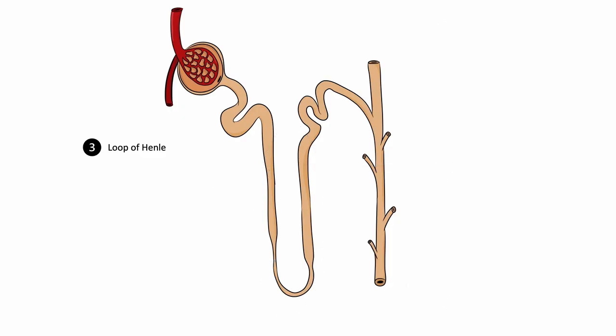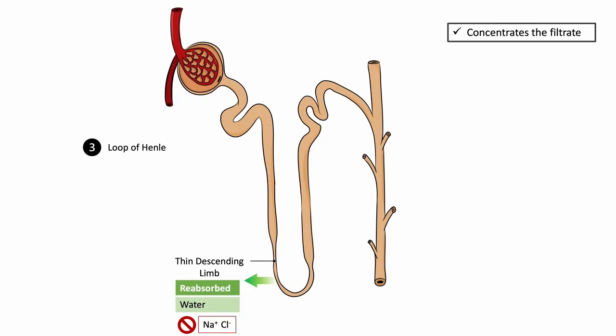The thin descending limb is highly permeable to water and minimally permeable to ions like sodium and chloride, thereby concentrating the filtrate. This means a high percentage of water is reabsorbed from the tubule, and much of the solute, like electrolytes, remain in the nephron lumen.